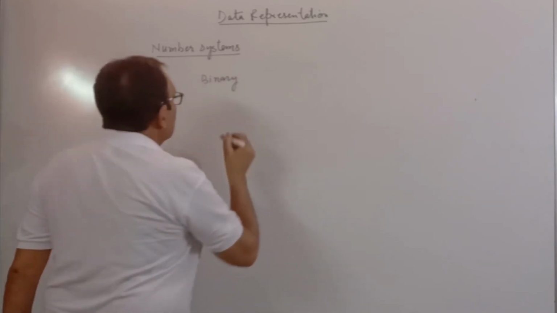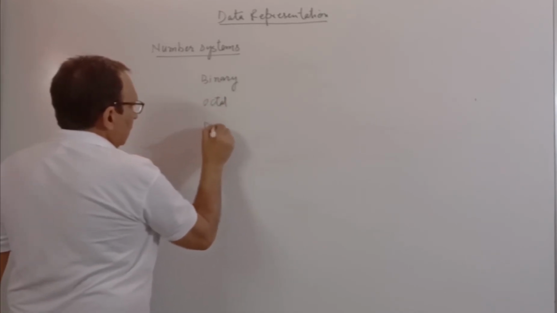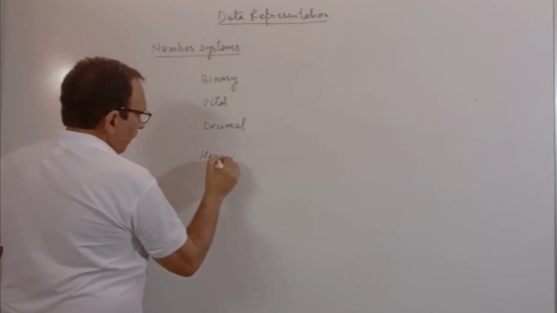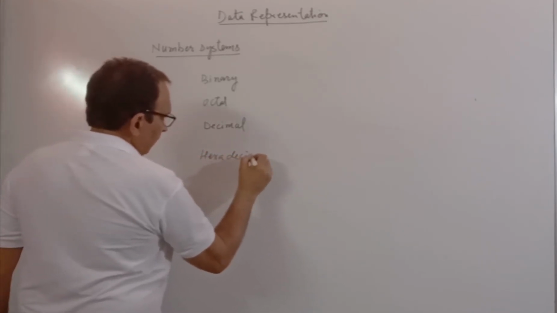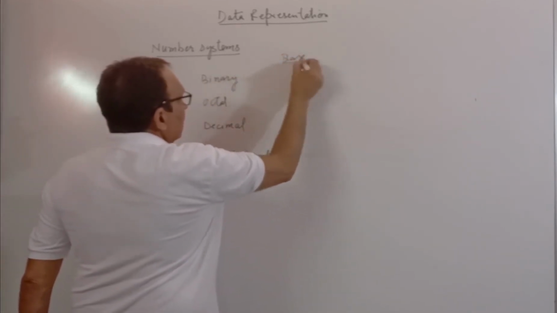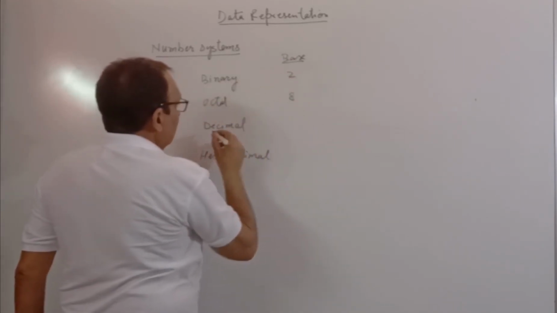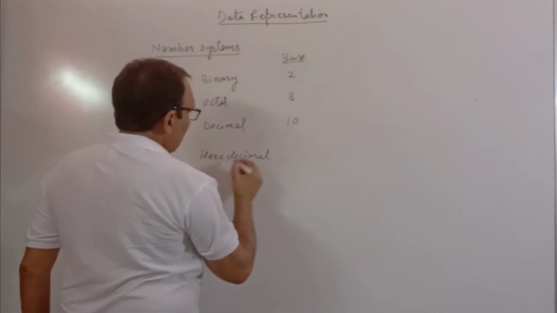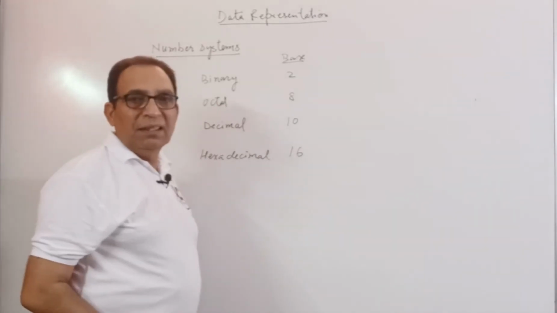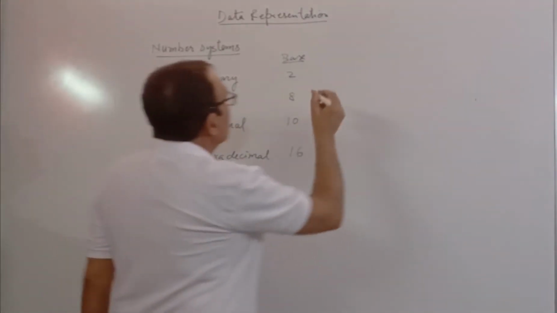Binary, octal, decimal, hexadecimal. The base of each of these: binary uses base 2, octal uses base 8, decimal uses base 10, and hexadecimal uses base 16. Let us see the digits or bits used with each of these systems.